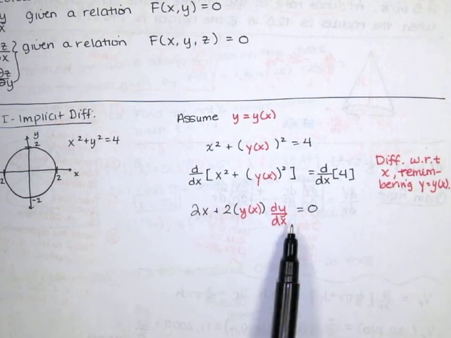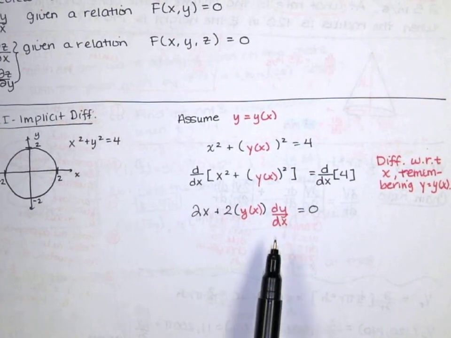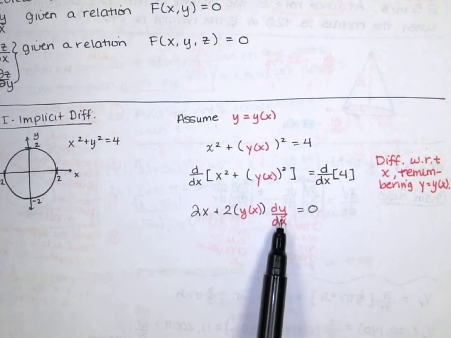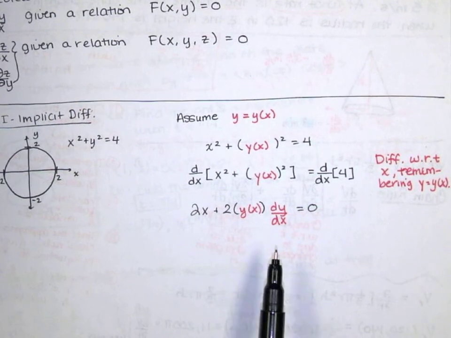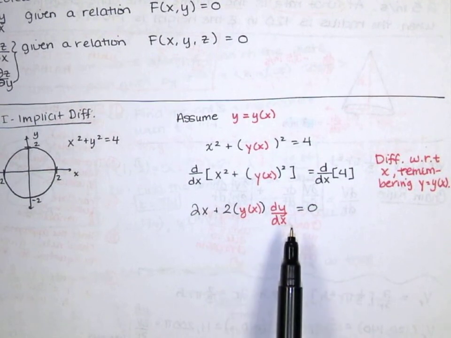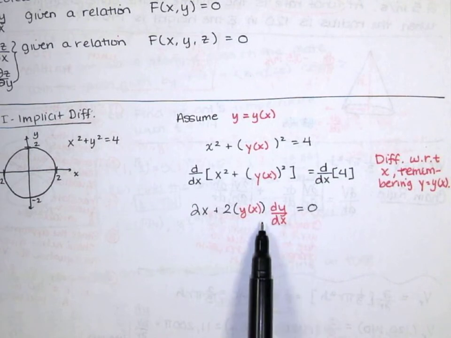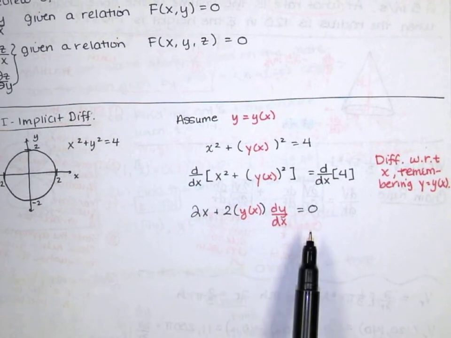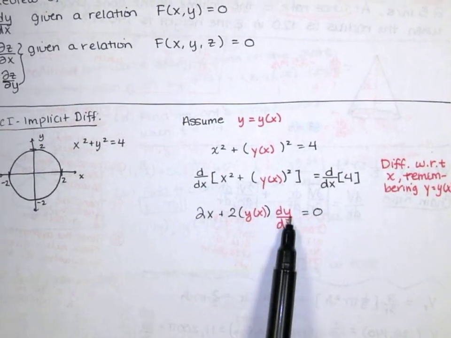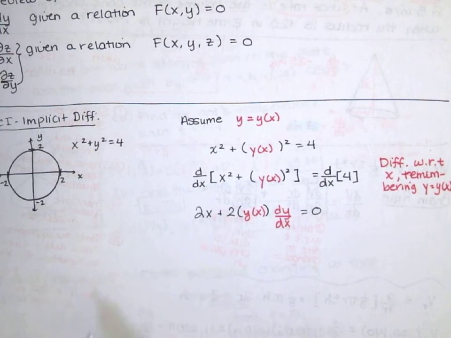What is the slope? How do I get this? When I'm using implicit differentiation, remember our goal is to find this dy dx. So I want to get this guy by itself. That's easy enough. It's just a linear equation, very simple. To get this by itself, I need to subtract the 2x from both sides.